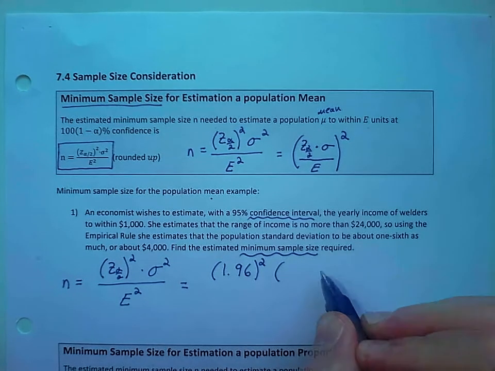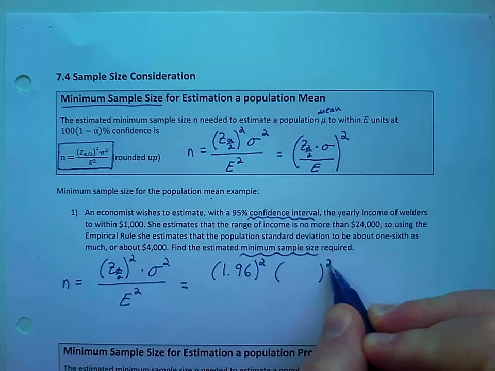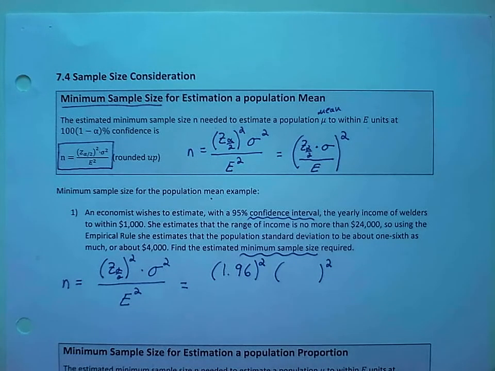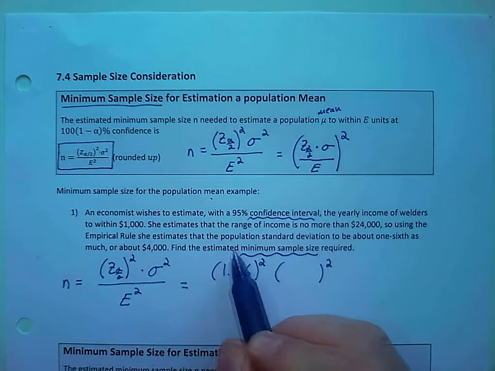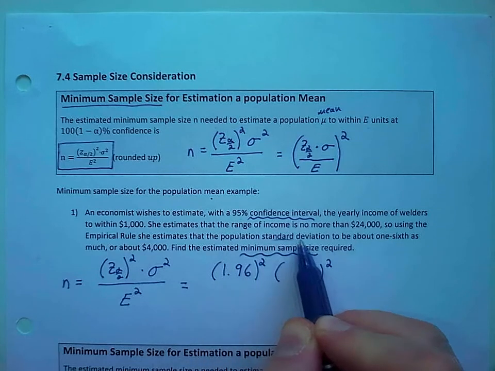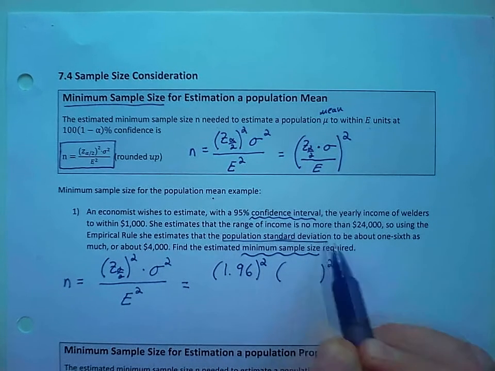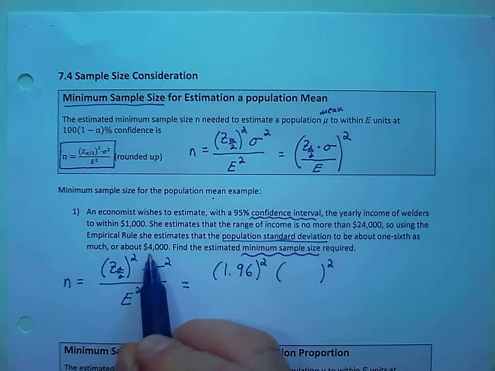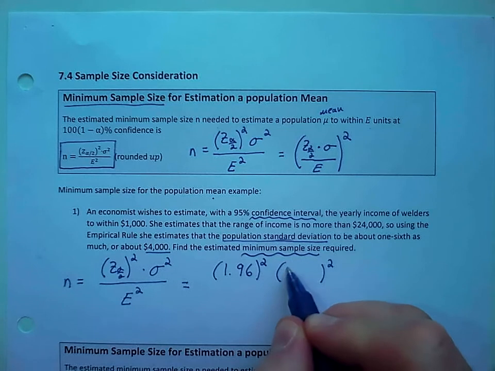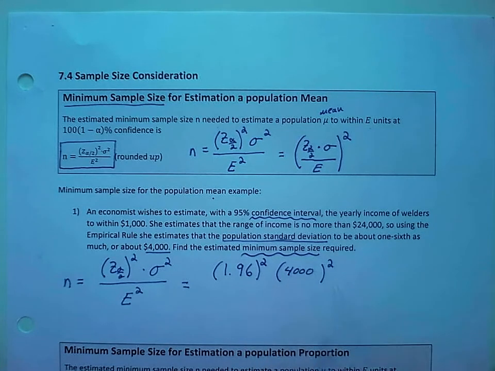Next value that we need to figure out is sigma. So let's see where in this problem it tells us what sigma is. Again, sigma is our population standard deviation. So here it tells us that our population standard deviation is about 1/6, or 4,000. So therefore, we're going to use sigma to be 4,000.